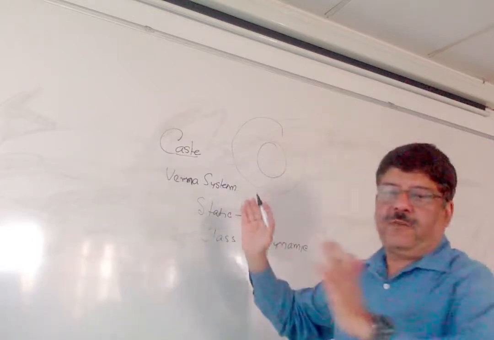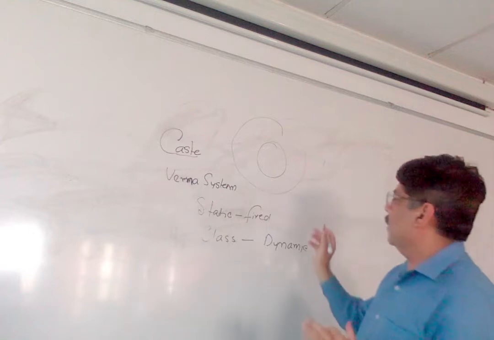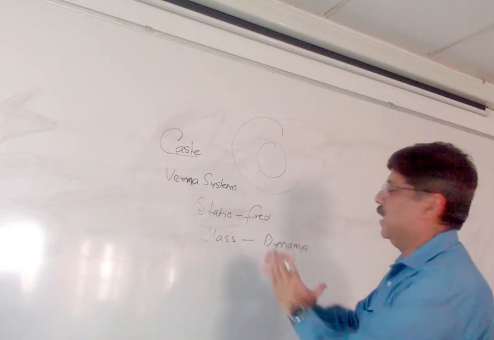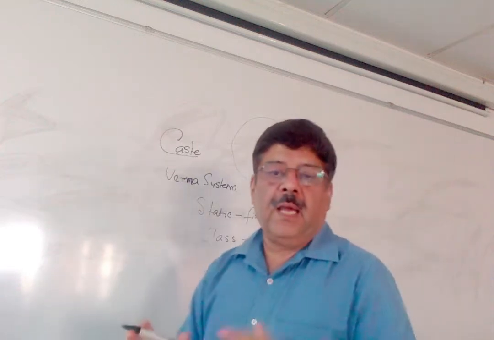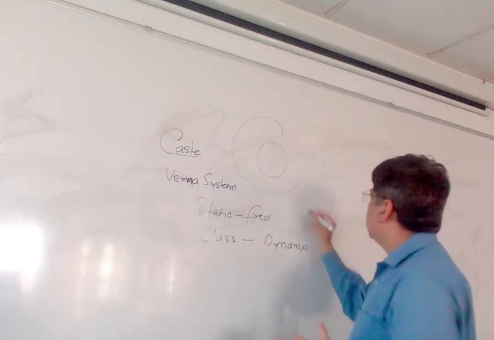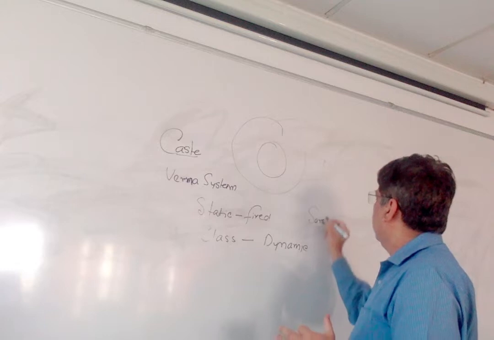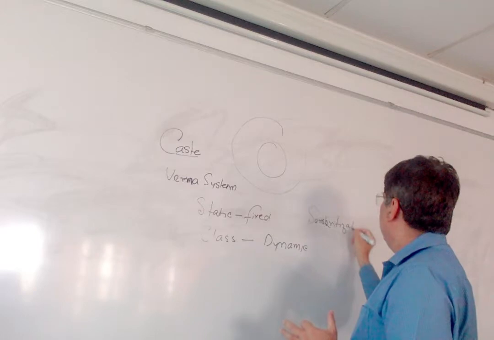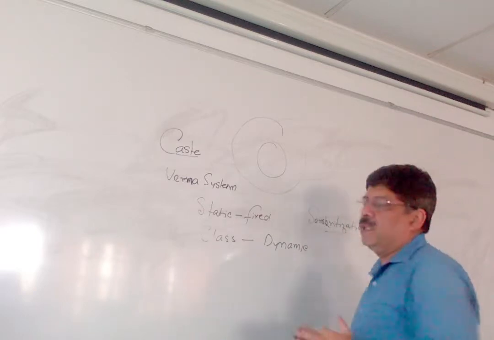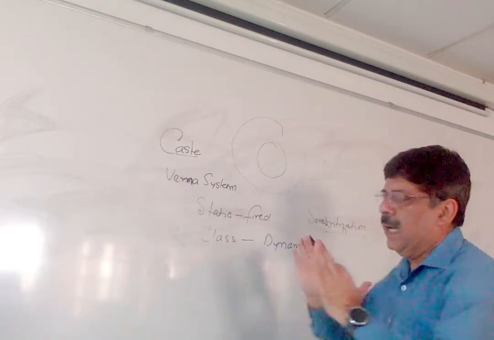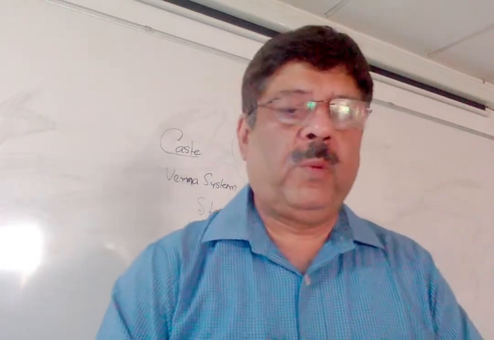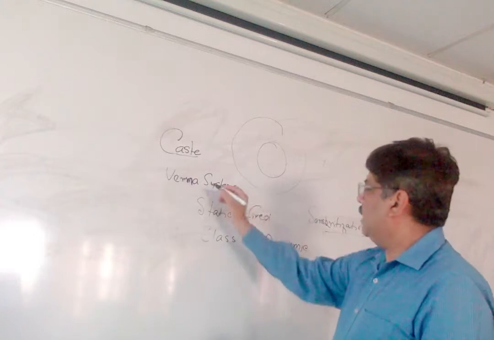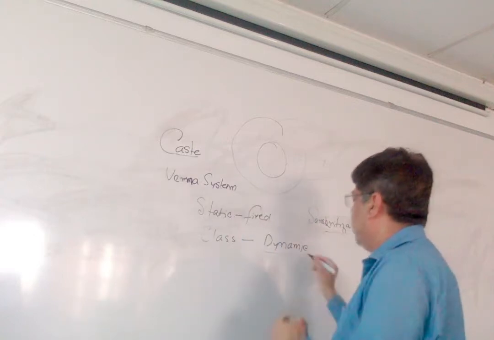So static, fixed. As we say, they are static and no mobility is allowed. But through Sanskritization, which we have discussed before, at least a limited social mobility is allowed. So caste is fixed, class is not fixed, class is dynamic.